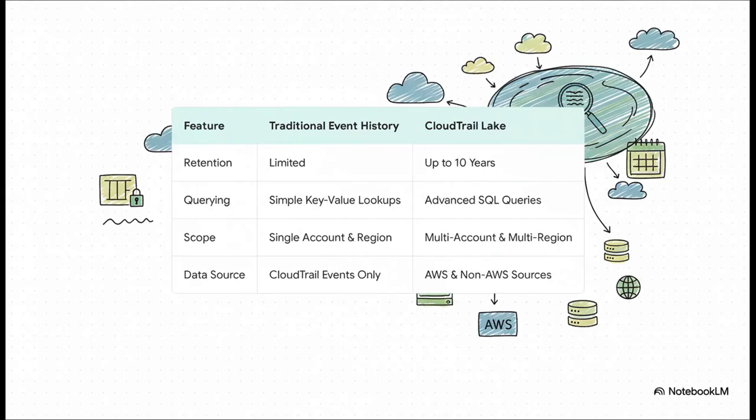To really get why this is such a big deal, just look at this comparison. With the traditional CloudTrail event history, you get 90 days of logs, the searches are pretty basic, and you're stuck in one account and one region at a time. Then you look at CloudTrail Lake. It just blows that out of the water. We're talking up to 10 years of retention, advanced SQL queries across your entire organization, and you can even pull in data from outside of AWS. It's a whole different league.